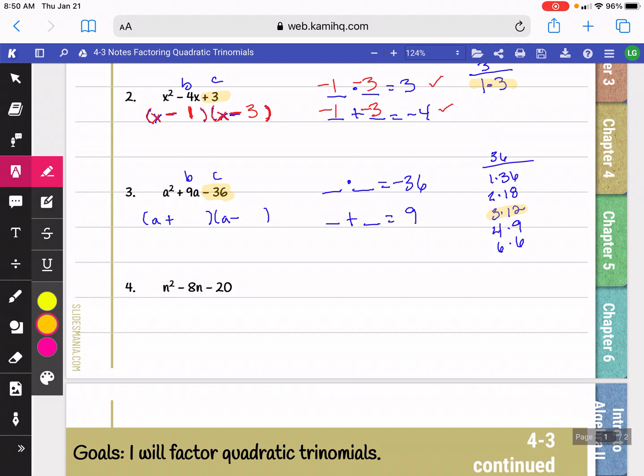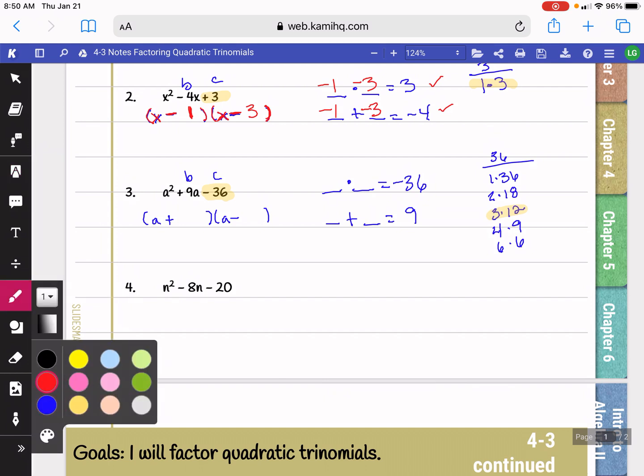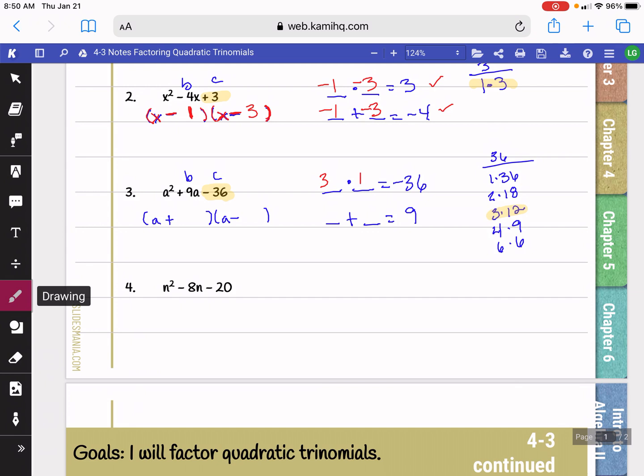And remember, we said our signs were going to be opposite. So there's going to be one positive and one negative sign. And we're going to worry about that after we fill in the blanks. So I'm going to put a 3 and a 12. Here, focus on the B, because that's going to tell you which one will be positive and which one will be negative. So since my B is a positive number, that means the bigger number has to be positive. Basically, the sign that your B has is going to be the sign of your bigger number. So 12 is going to be positive, and 3 will be the negative one.